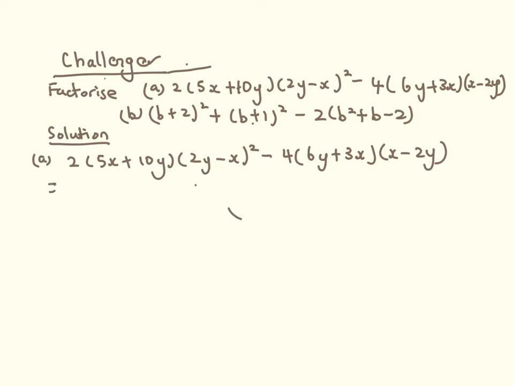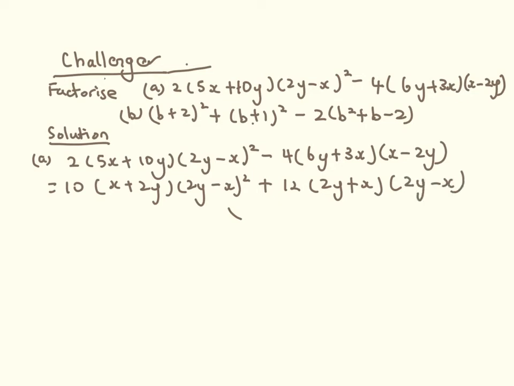Okay, so let's embark on the question. Taking out a common factor of 5, 2 times 5 will give you 10. And then you get x plus 2y minus x squared. And then you bring out a minus sign just now. And then you bring out a common factor of 3, making this 12. And you get 2y plus x. And then this one you have to swap the terms. 2y minus x.